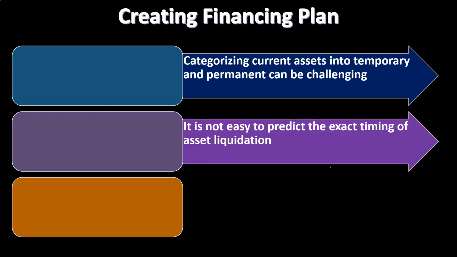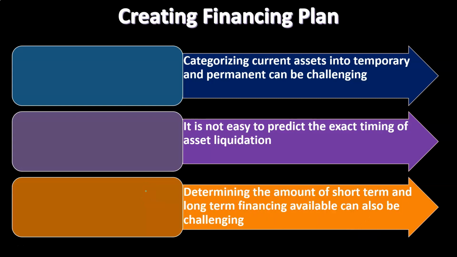It's also not easy to predict the exact timing of asset liquidation. In other words, when we think about those temporary current assets that have the peaks and valleys, when they're going to basically self-liquidate, it's not easy to know exactly when that's going to happen. We have a pretty good idea based on the seasonality of the business, possibly. We know past history on it, but it's not a perfect thing. Therefore, when we use the temporary assets in order to finance them, we are taking more risk. Determining the amount of short-term and long-term financing available can also be challenging.